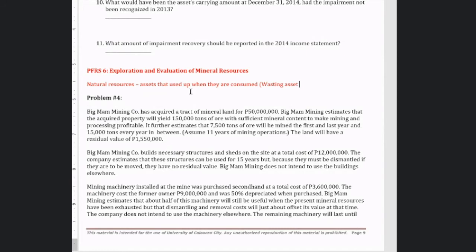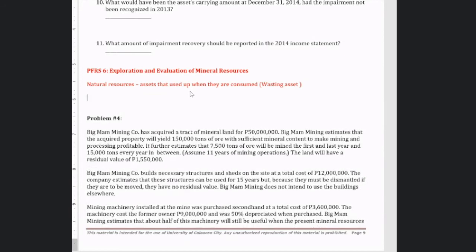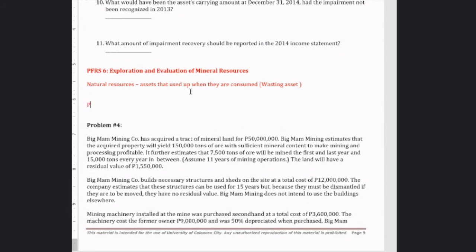So ngayon, discuss natin yung stages. Yung stages ng mining or pagmimina ng natural resources. So it starts with pre-exploratory. Mas maganda sa board eh. Sige, lipat ko sa board ha. Para makapag-drawing tayo. Yan, switch nyo muna sa board.